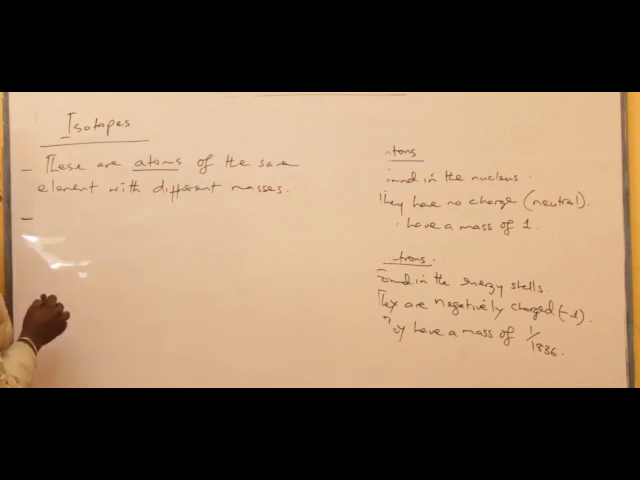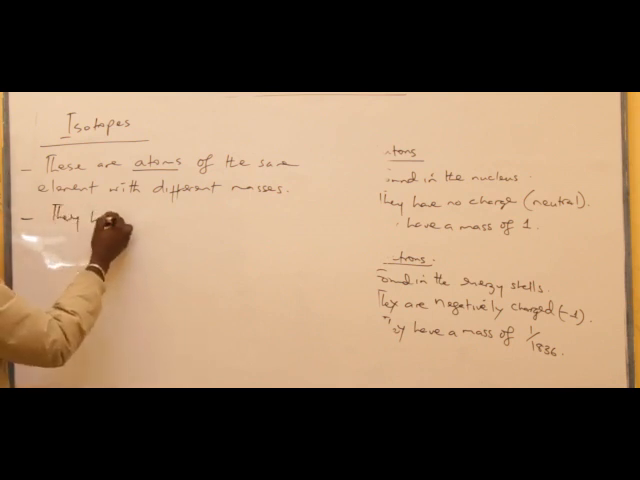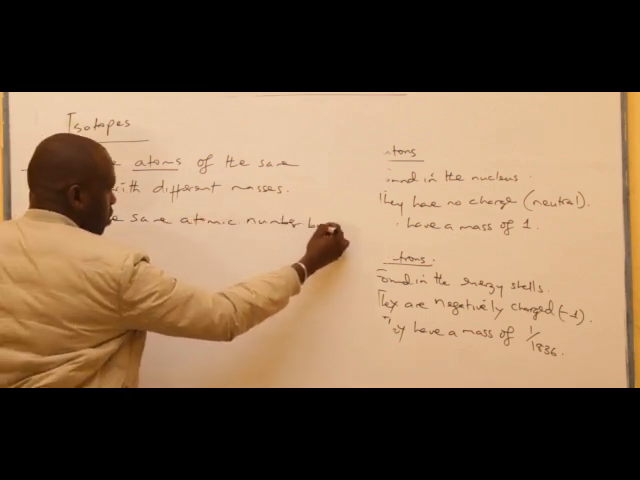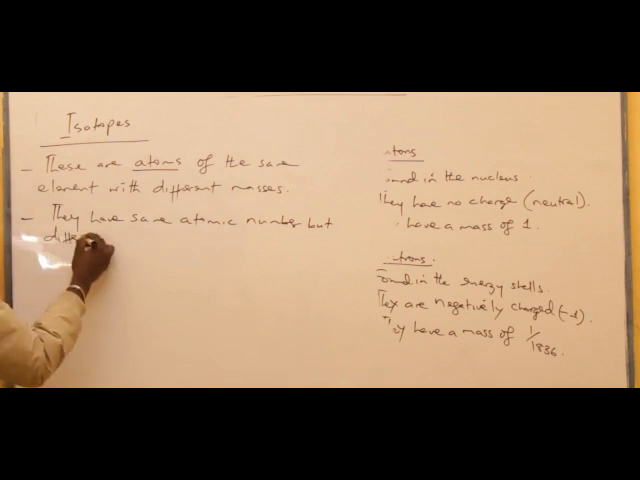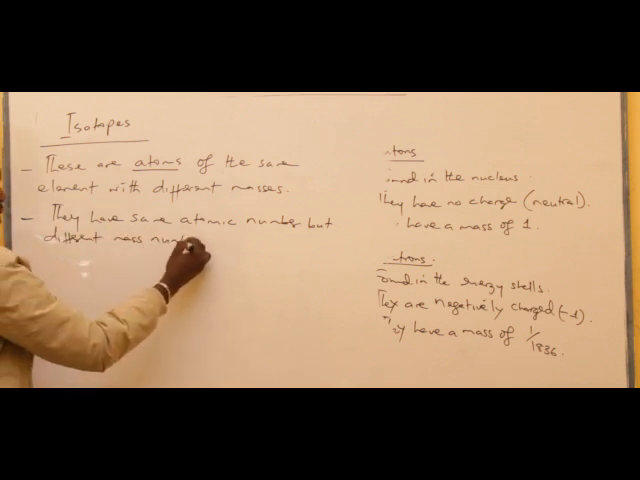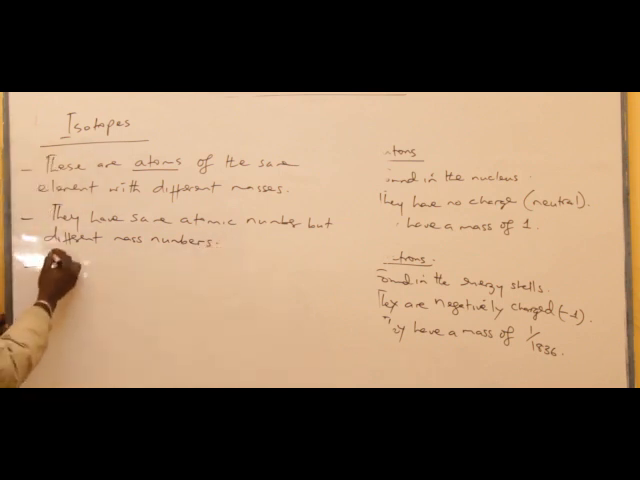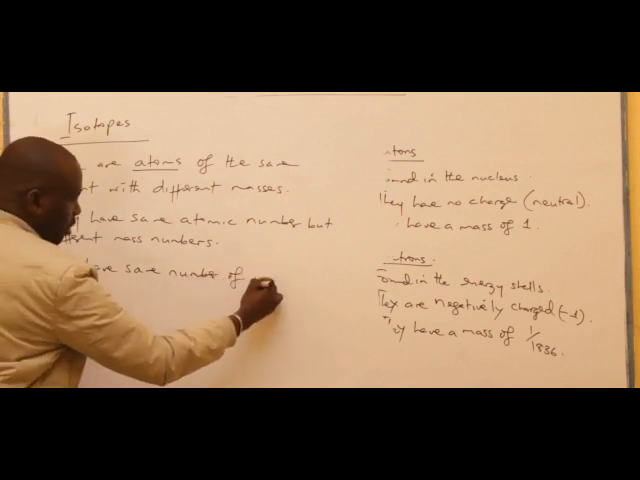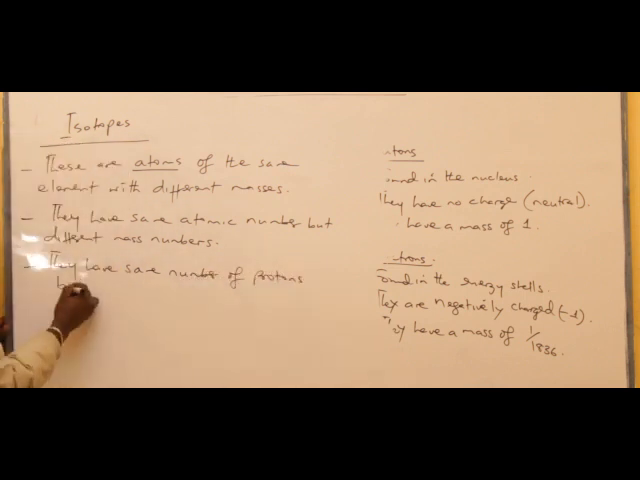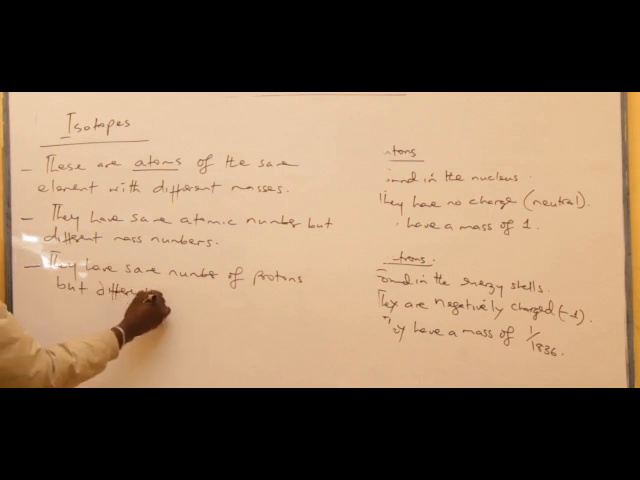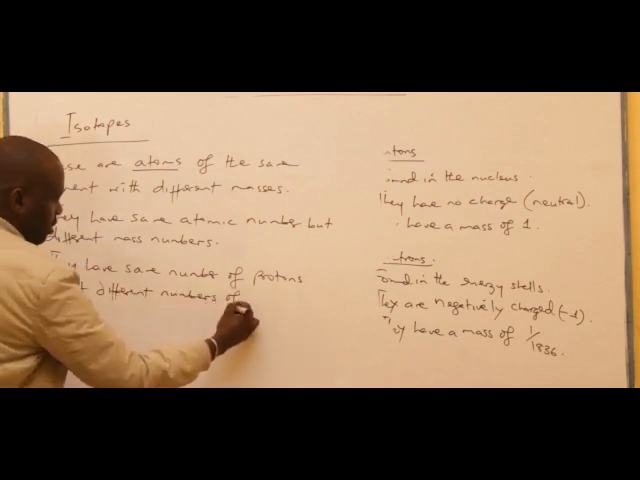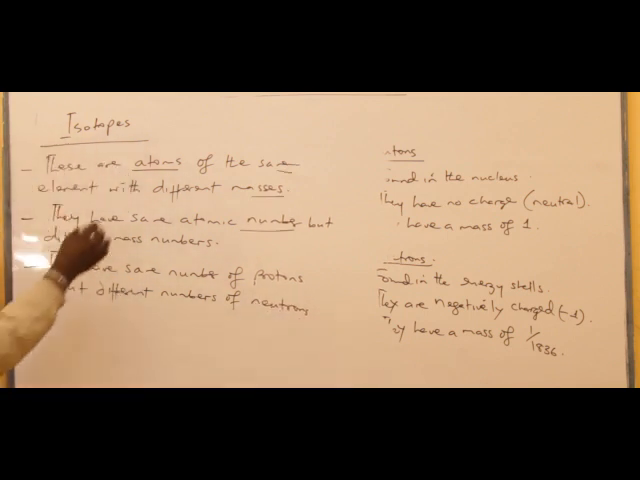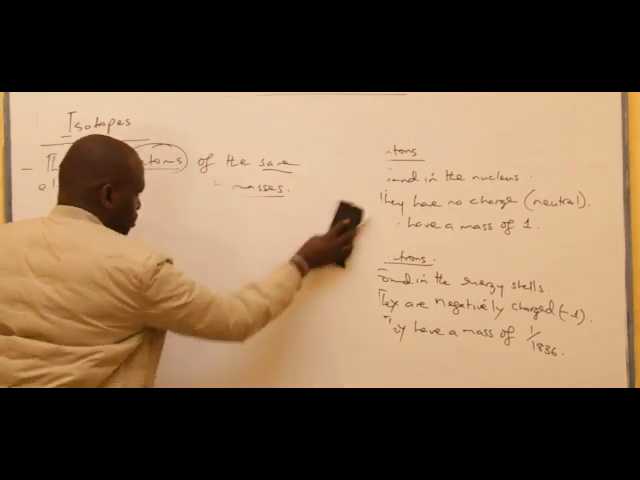In this case, what do we mean? I mean that they have the same atomic number, but different mass numbers. Or we can say they have the same number of protons, but different numbers of neutrons. So isotopes are atoms of the same element. We can simplify this by giving an example.